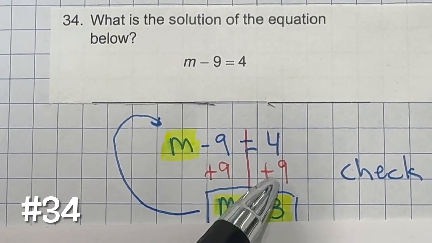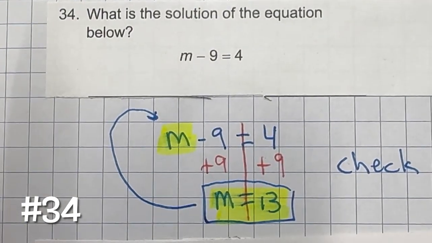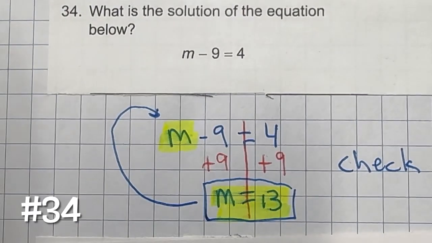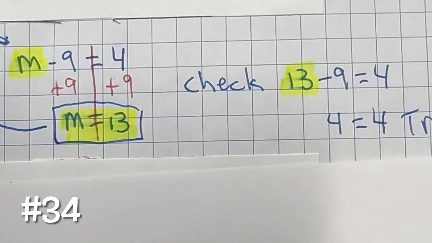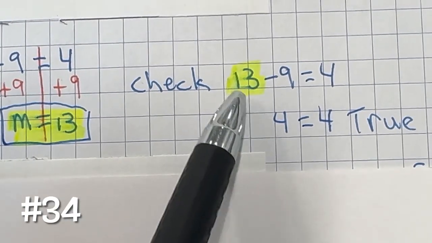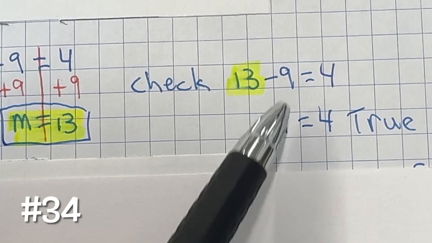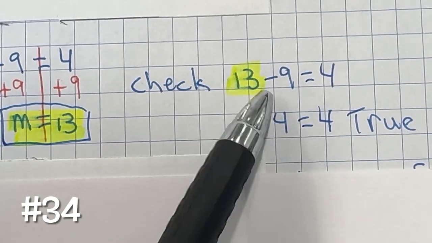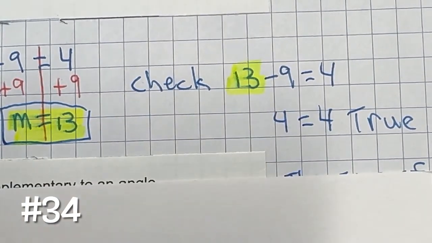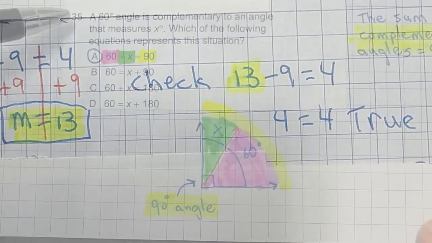What you do to one side, you do to the other. 4 plus 9 is 13, which we get as m equals 13. And so you should always check your solution. If m equals 13, we can plug it back into the equation, and we do 13 minus 9 equals 4. So 4 equals 4, that is true. So that is the solution to the equation.